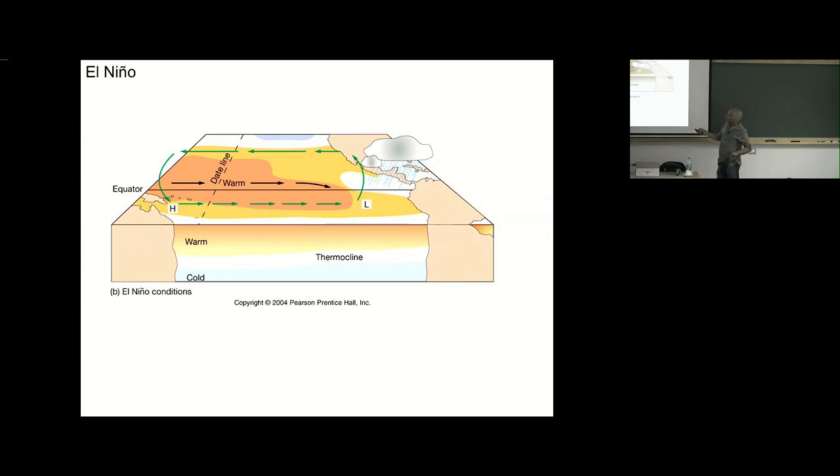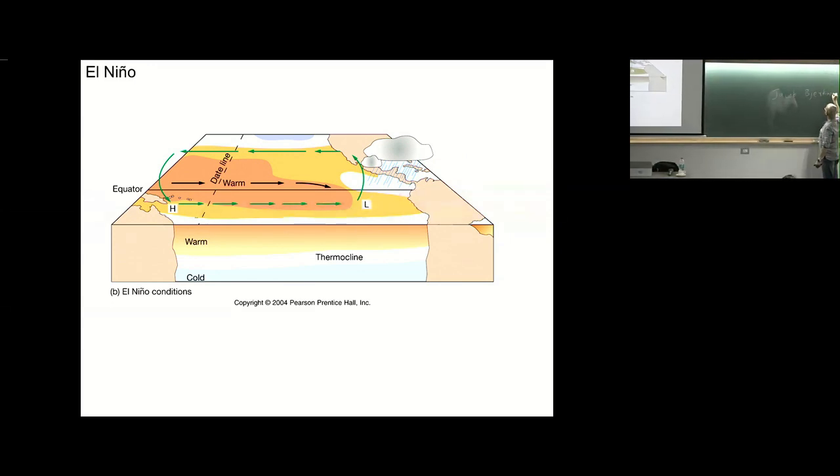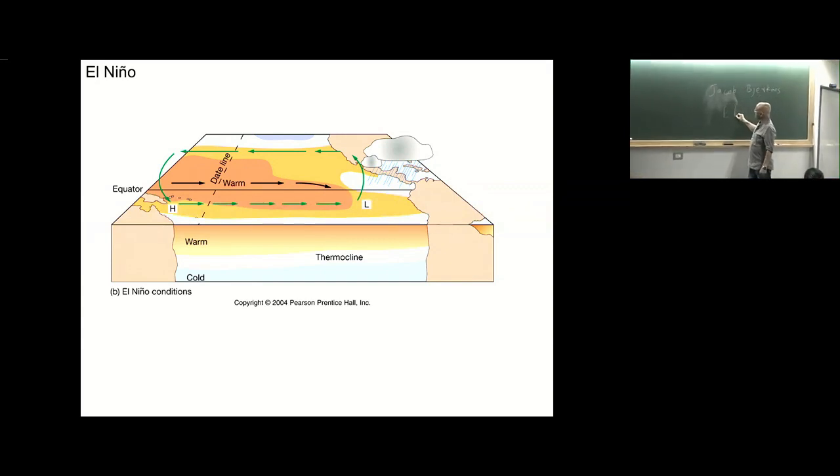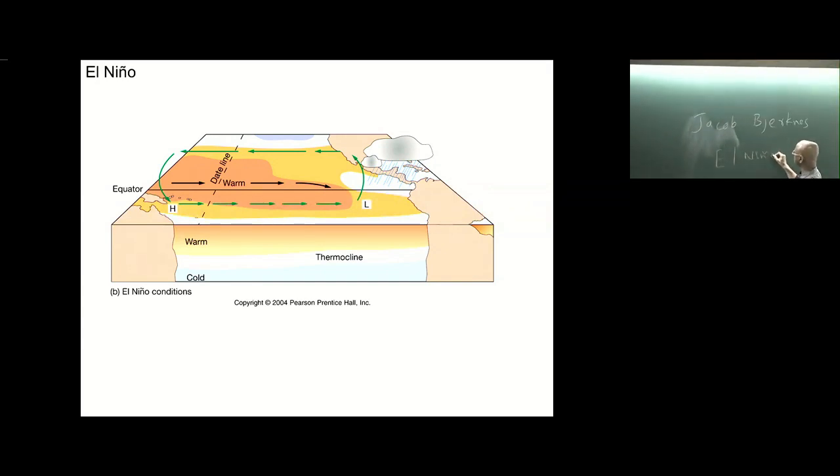Gilbert Walker had speculated that this pressure oscillation is related to Indian monsoon droughts and famines. Only in the 1960s, 1963 to 69, Jakob Bjerknes showed that this kind of feedback exists, and that it is related to El Nino. So it's the first time that people realized that El Nino is the same as what Walker had called the southern oscillation. There's an echo here.